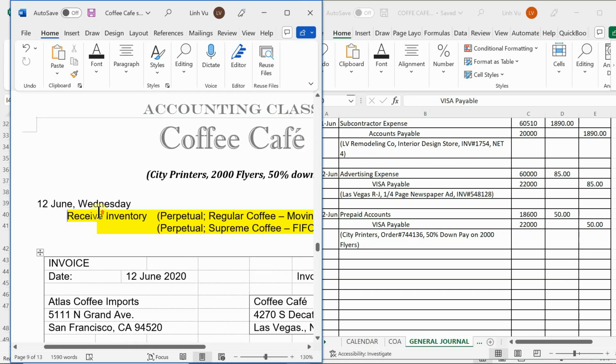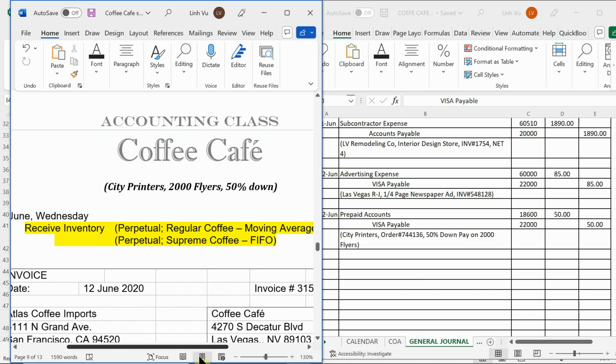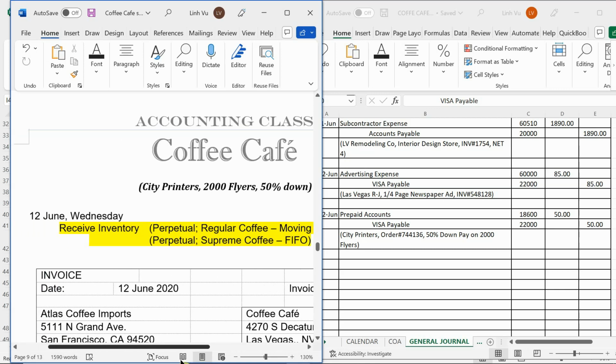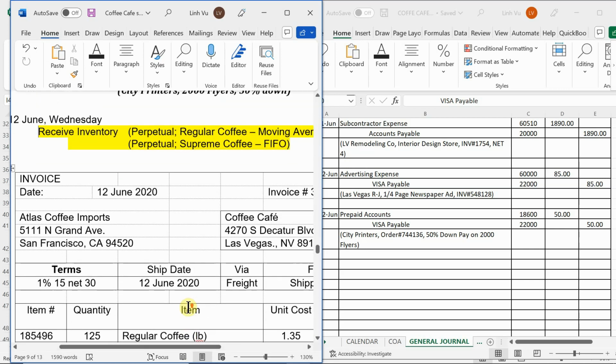We end up receiving our inventory. So here's what I want you to do. We got perpetual regular inventory for the regular coffee for moving average, and we have the perpetual supreme coffee, which we're going to use first in, first out for. That's going to give us the ability to manage our inventory accounts accordingly. So we've got moving average and FIFO, for perpetual inventory.